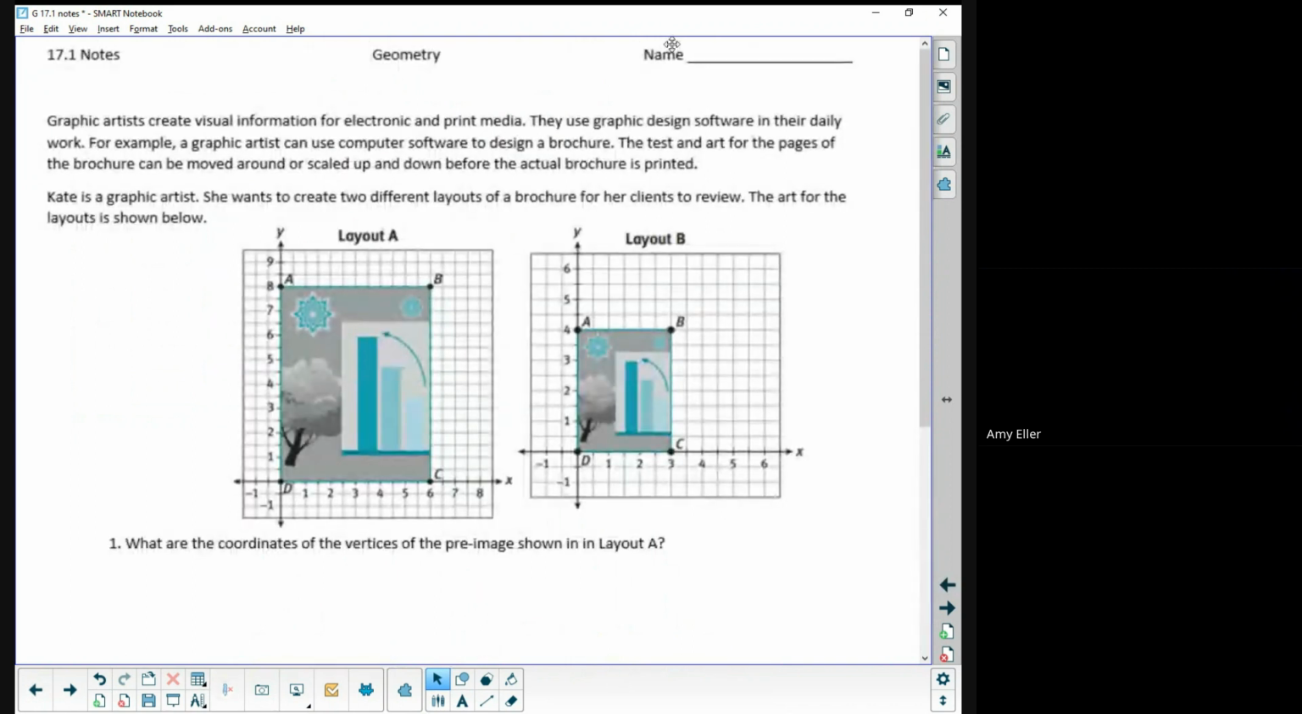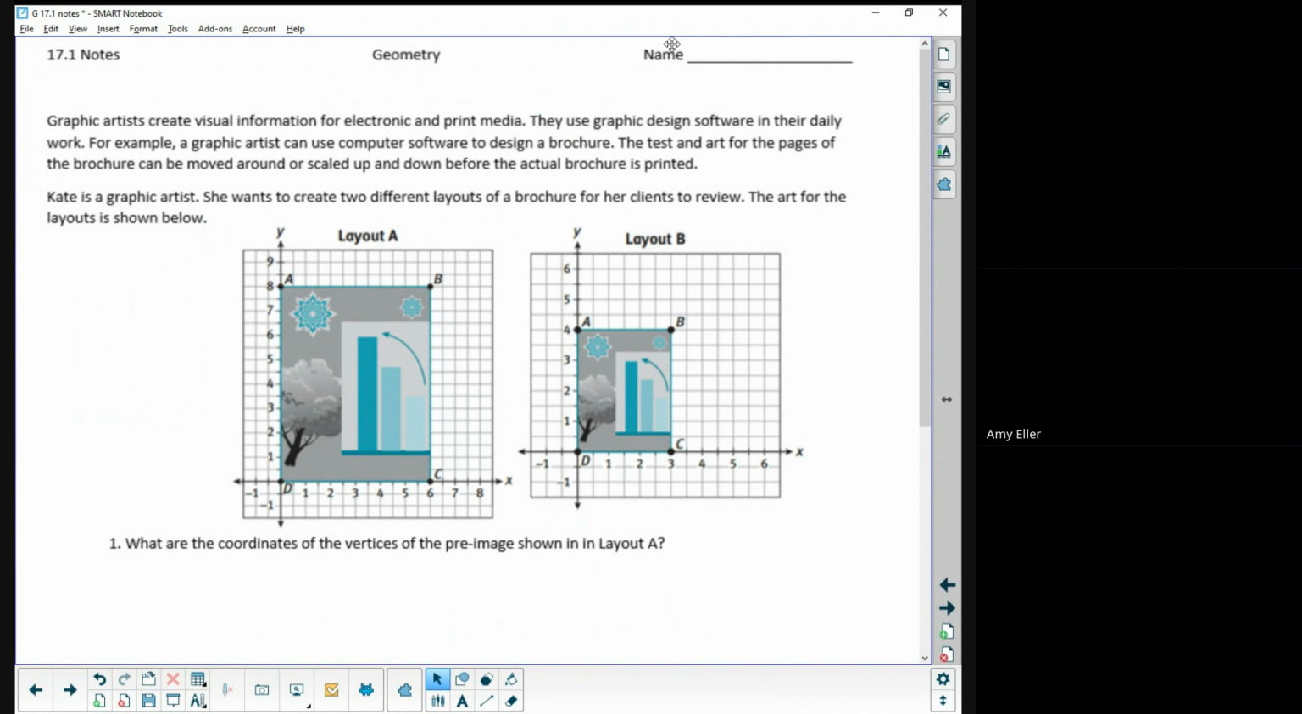Okay, flip to today's notes then, 17.1. Here's our situation. I'll read it for you. Graphic artists create visual information for electronic and print media. They use graphic design software in their daily work. For example, a graphic artist can use computer software to design a brochure. That should say the text and art for the pages for the brochure can be moved around or scaled up and down before the actual brochure is printed.